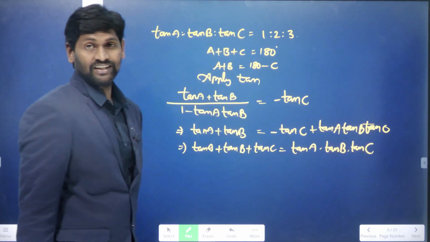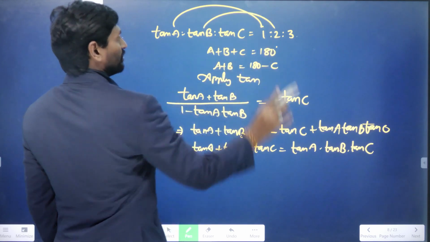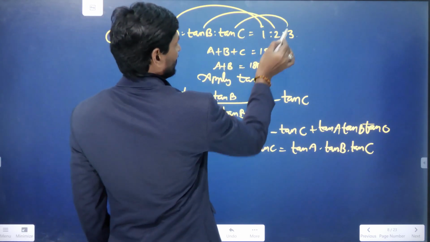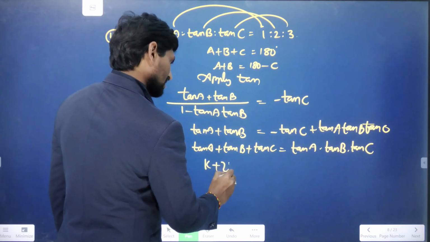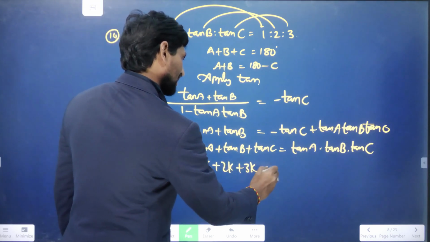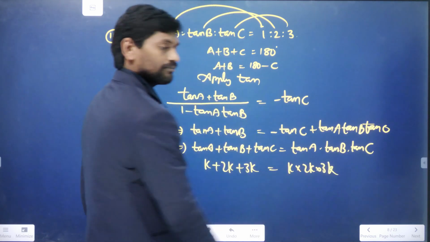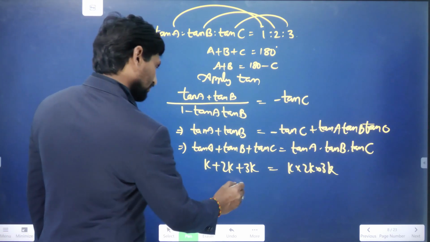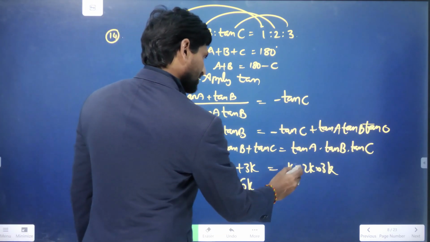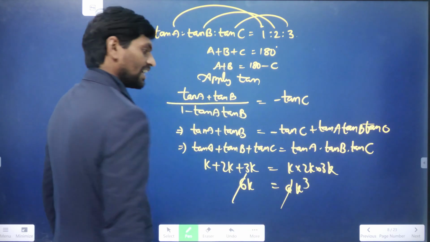Now I am taking the ratio. According to the ratio, tan A I can write as 1k, tan B as 2k, and tan C as 3k. So that means k plus 2k plus 3k is equal to k into 2k into 3k. What is the value here? k plus 2k plus 3k is 6k. 6k is equal to 6k cube. So on both sides 6 cancels.